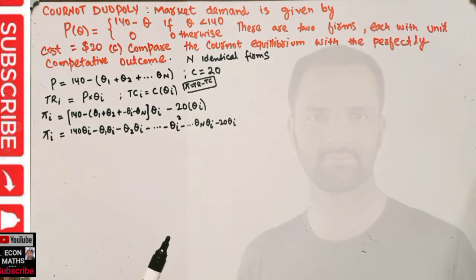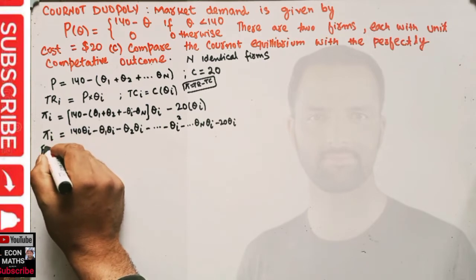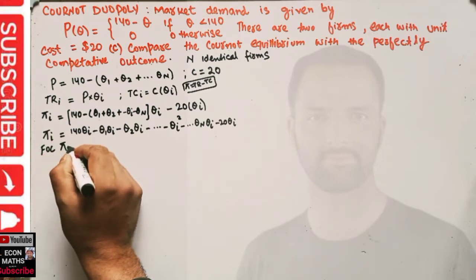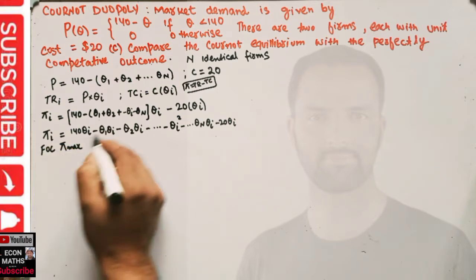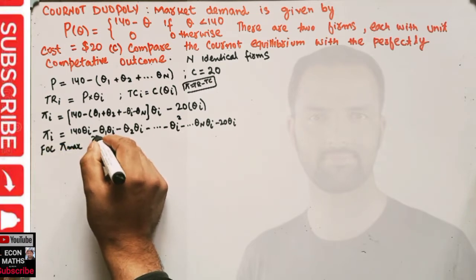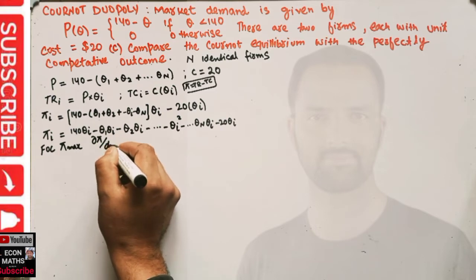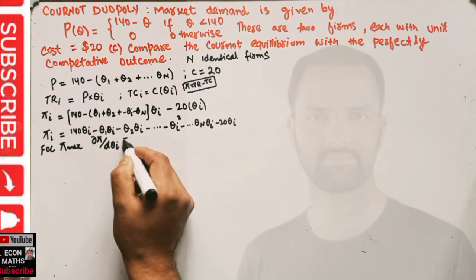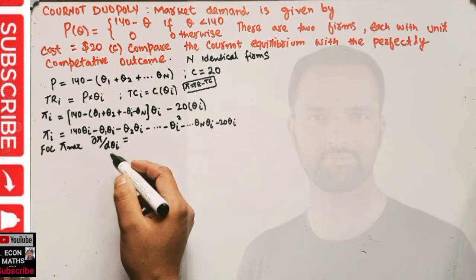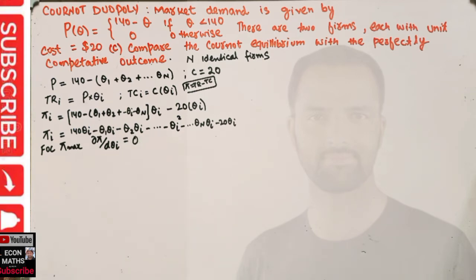Now the first order condition for profit maximization requires that the derivative of the profit function with respect to the quantity produced by the ith firm, that is d pi upon d Qi, should be equal to 0.